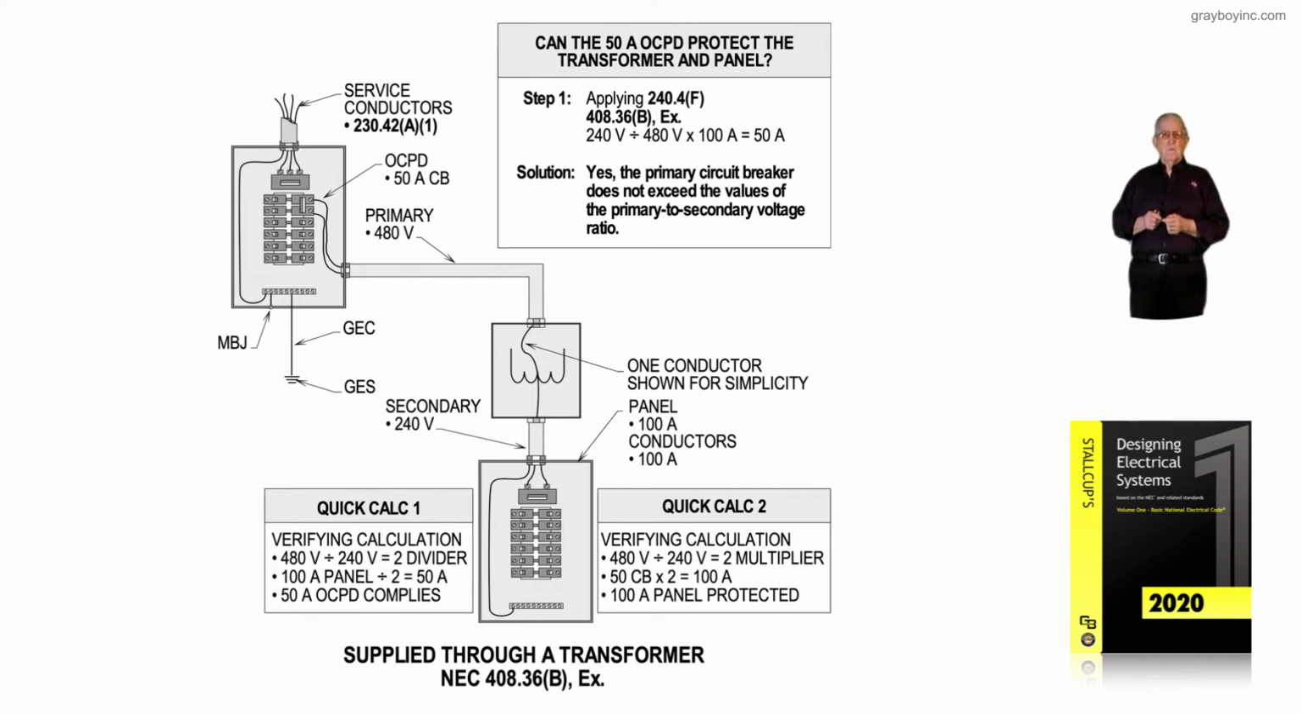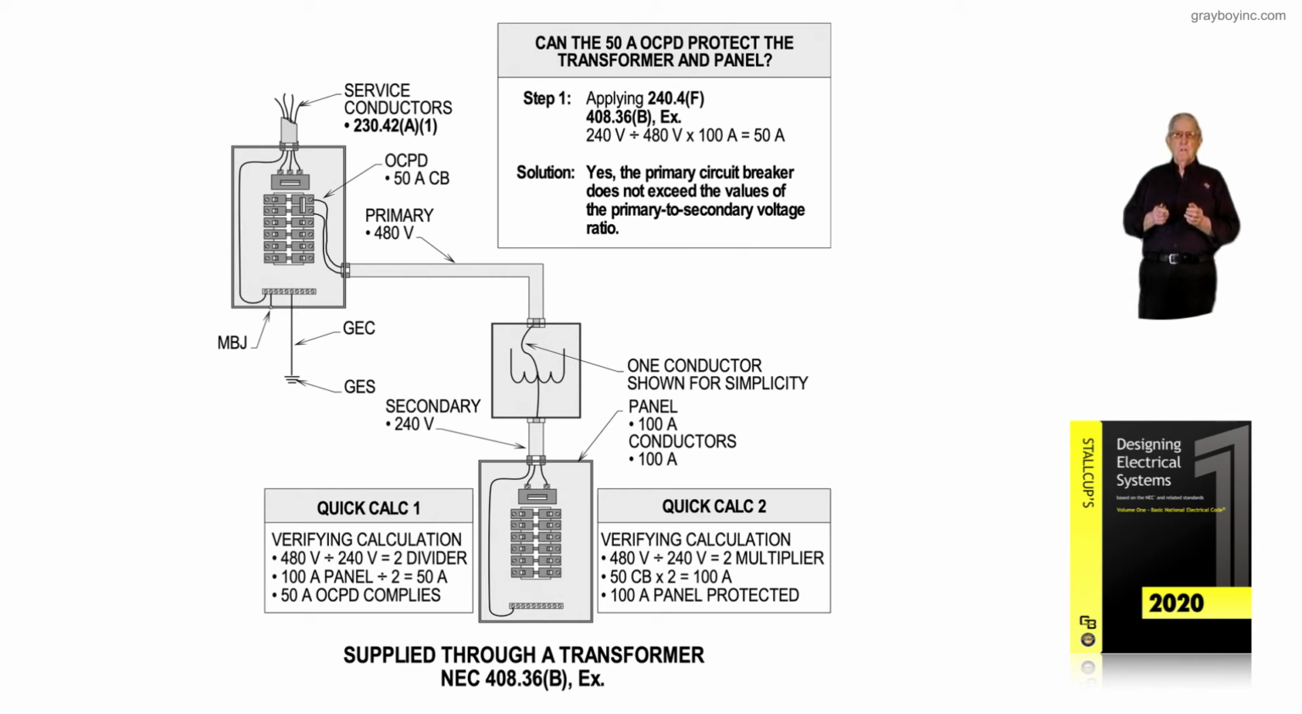For example, if it was 480 volt primary and 208 volt secondary, then you would take 208 volt into 480, and that'd come up to about 2.33 as your multiplier or divider. Now we show that in the boxed in information at the top right-hand side of the illustration.